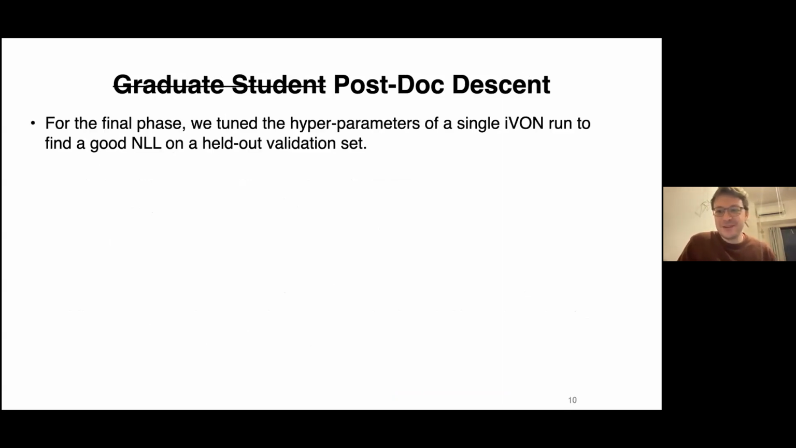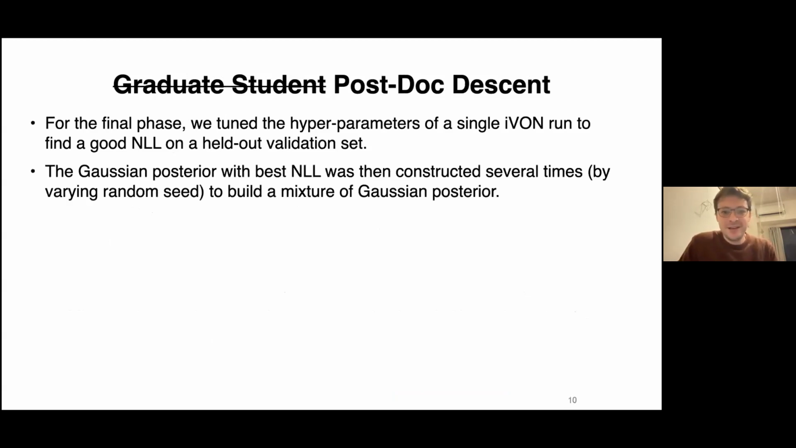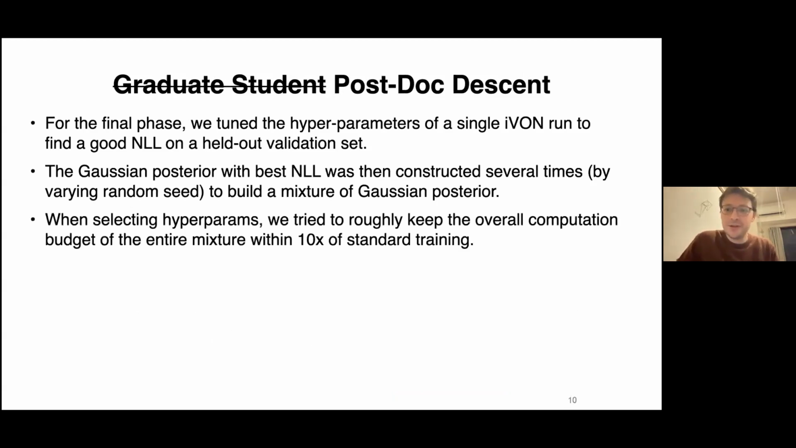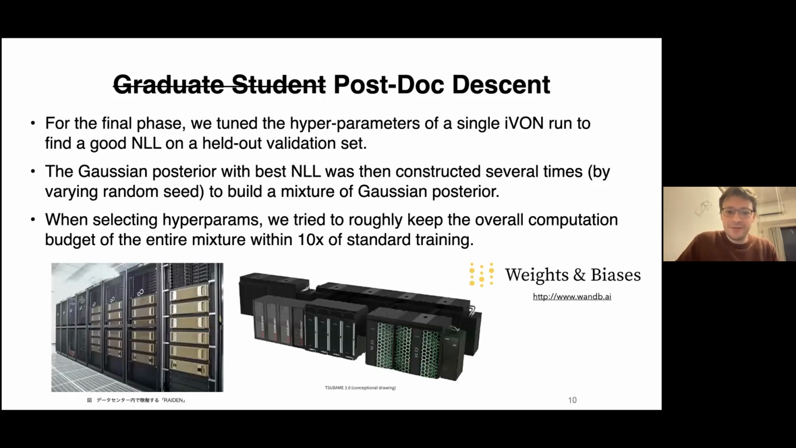And for the final phase, we tuned the hyperparameters of a single I1 run to find a good negative log likelihood on a held out validation set. The Gaussian posterior with the best negative log likelihood was then constructed several times with a varying random seed to build a mixture of Gaussian posterior. And when selecting the hyperparameters, we roughly tried to keep the overall computational budget of the entire mixture within 10 times of the standard training.